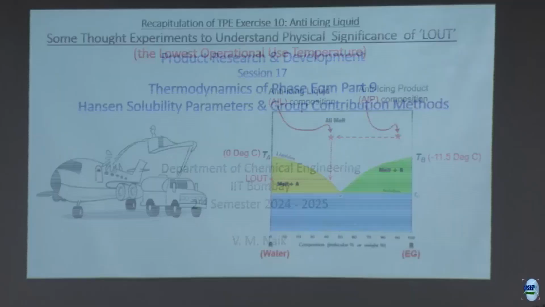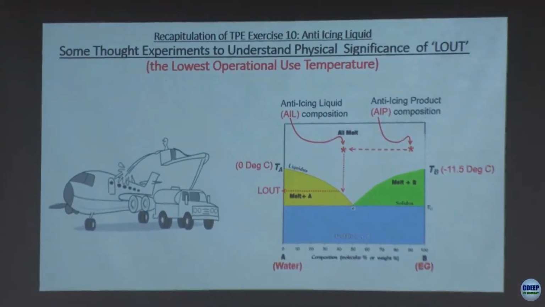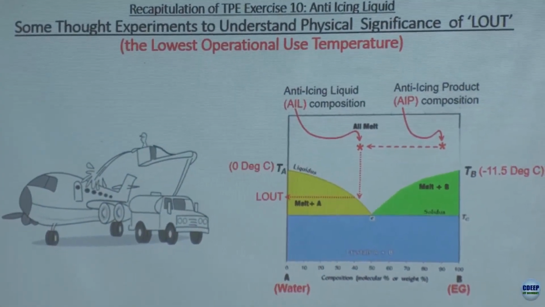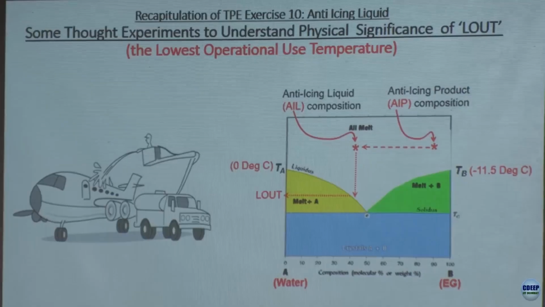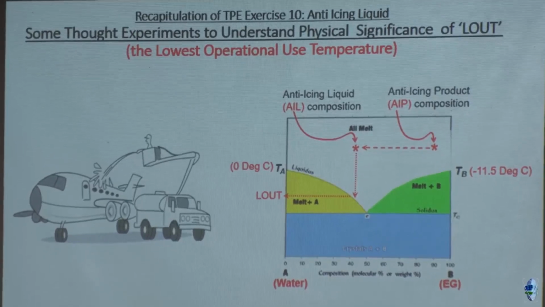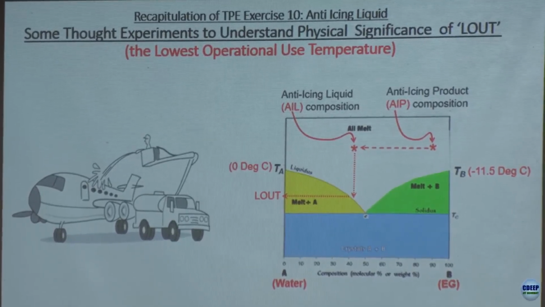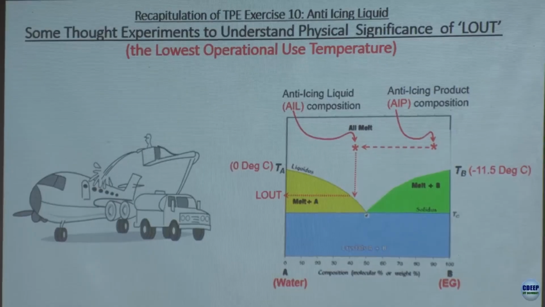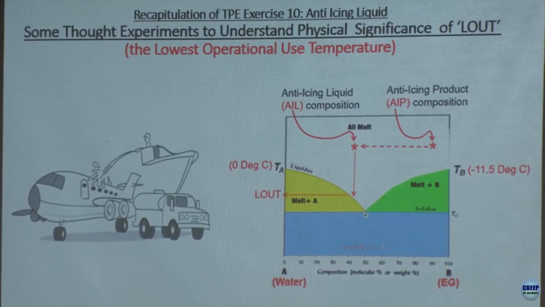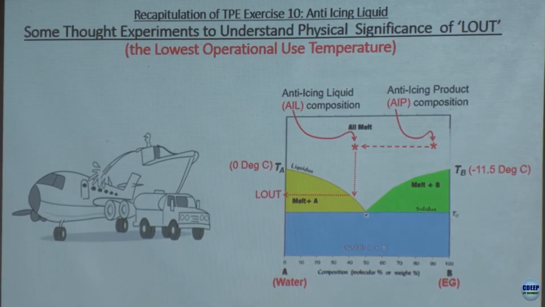In the last session, I got an impression that although we did the sum in terms of its mathematics, the physical significance of the lowest operational use temperature was something which was not very clear, and we did not have much time to really discuss that aspect. So therefore I thought that let us clarify that issue first before we go towards the group contribution method and Hansen solubility parameter.